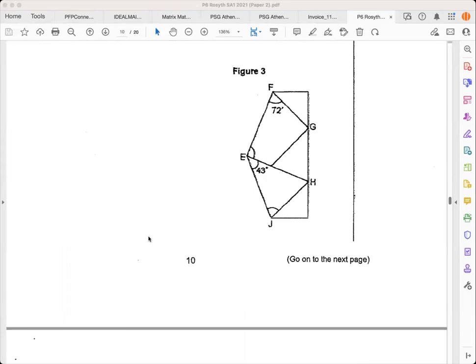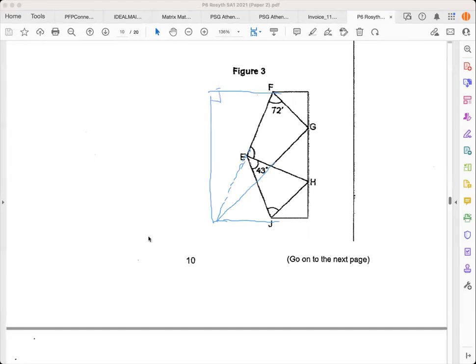So what I will do is, in any folding question, you need to unfold the paper. So let's unfold the paper. So this is how it looks like when it's unfolded.